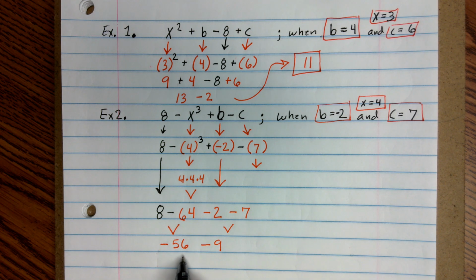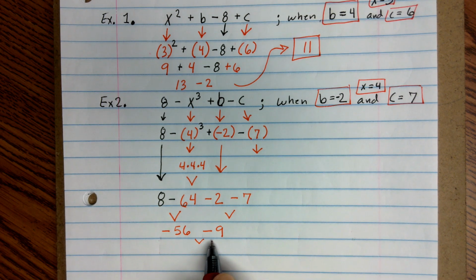So we're almost done. We're just going to put these two together. So I have negative 56 minus 9. So if I already have negative 56 and I subtract 9 more, that's going to end up making that negative 65. And there's nothing else left to do. We've put together every single term that we can put together.